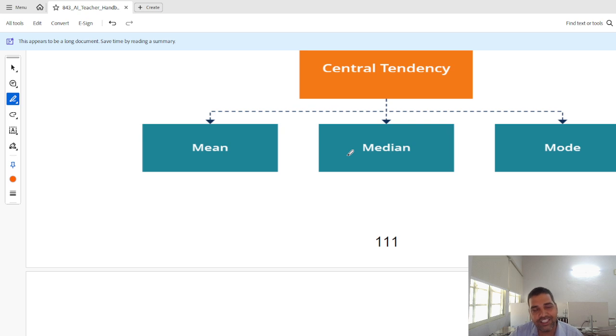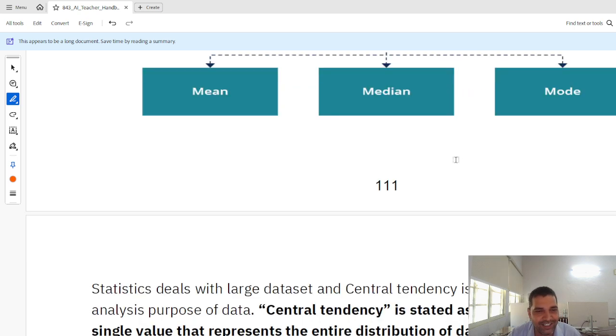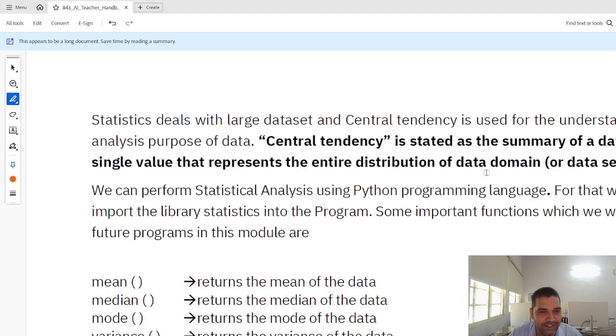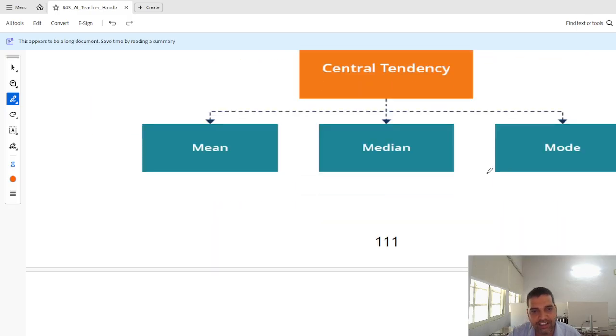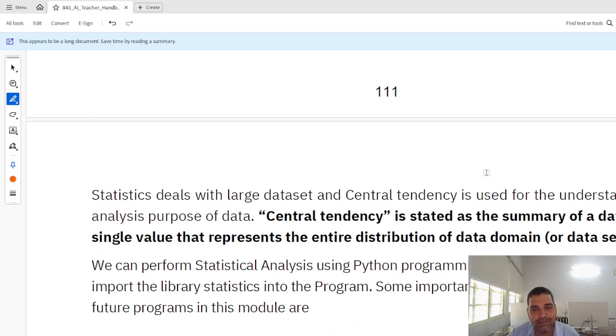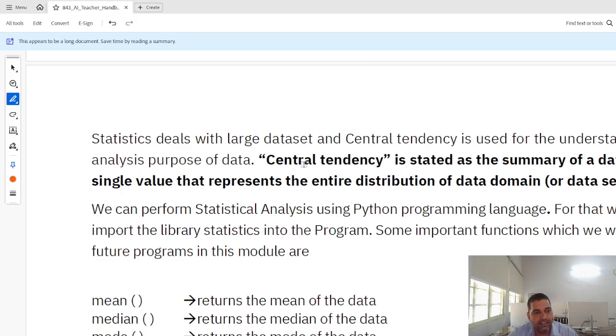We'll discuss the formulas for calculating the mean, median, and mode. For a layman it will be very difficult to understand how the mean, median and mode are calculated. But if we transform them into information, like in bar graph form, then a layman can also understand. A layman means a person who doesn't have knowledge of mathematics. Statistics deals with large data sets. Central tendency is used for the analysis of data. Central tendency is stated as the summary of a data set in a single value that represents the entire distribution of data.